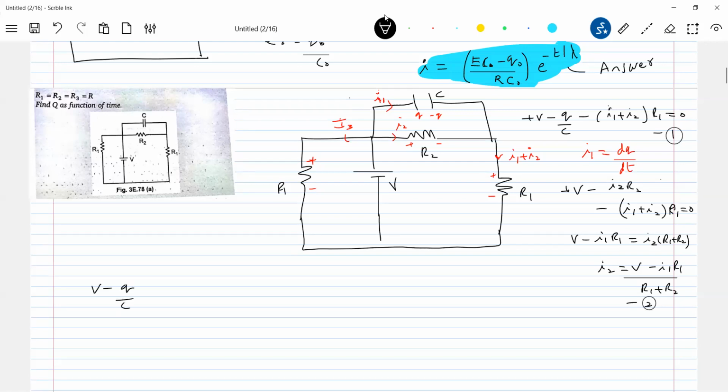In fact, R1 equal to R2 equal to R3 equal to R, no. So therefore I2 equals V minus I1R by 2R. Substituting this in V minus Q by C minus I1R minus I2R equal to 0. What is the value of I2R? It will be V minus I1R divided by 2.